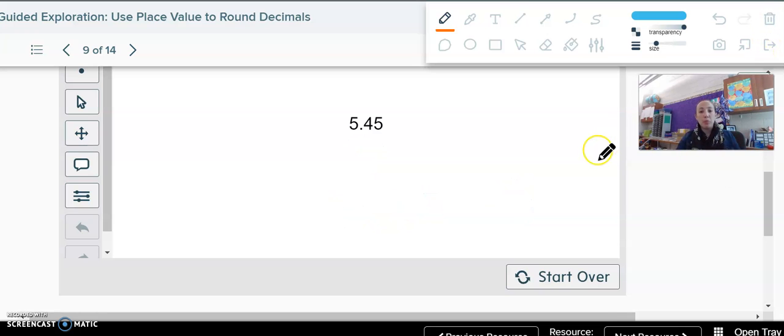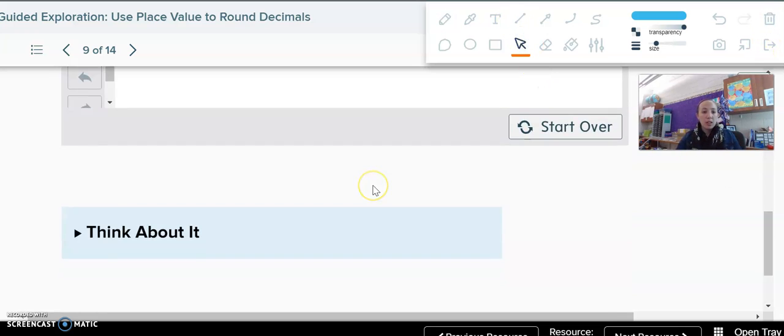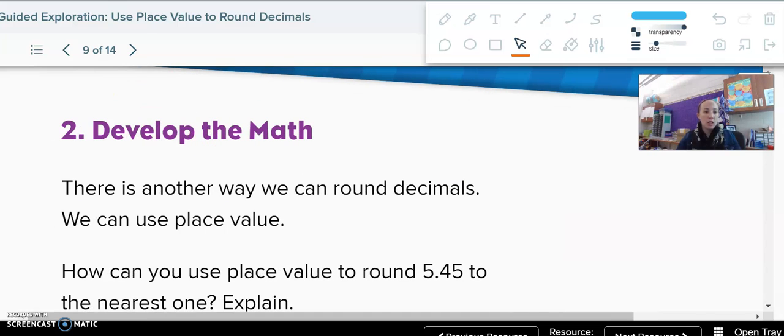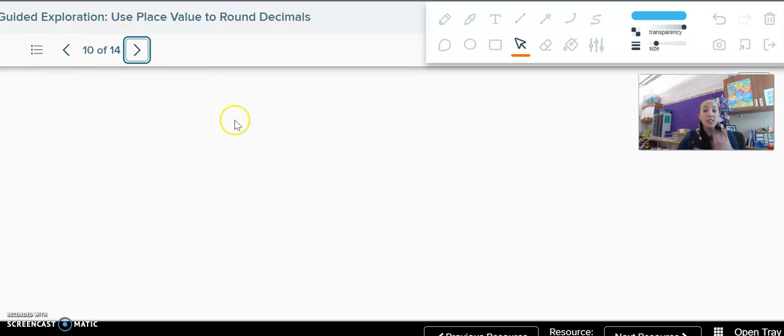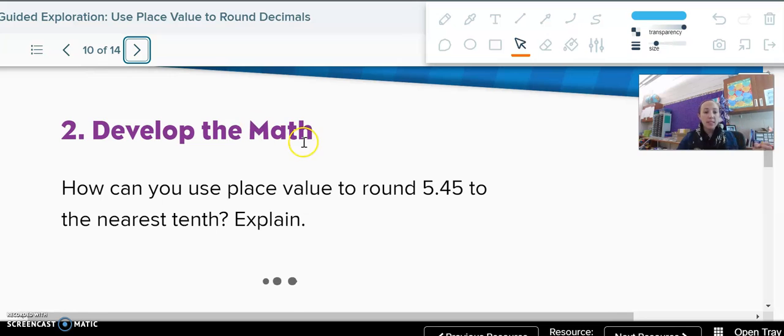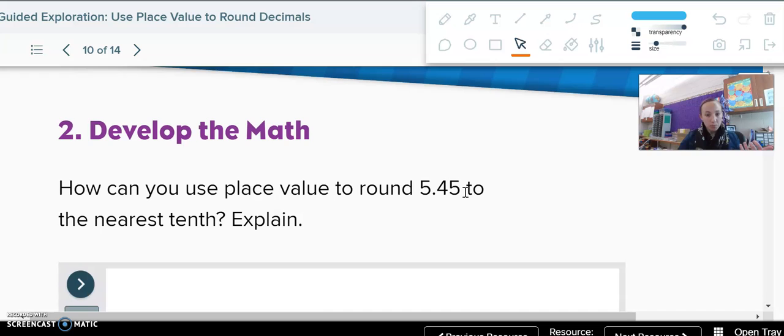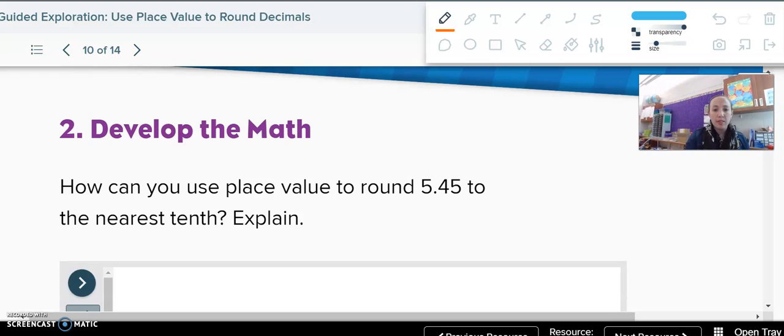Which is how I would round it by place value to the ones place. Now I can also round it to a different place. Like I said, to get more exact, we could also round it to the nearest tenth. So if I said, okay, what place am I rounding it to? The tenths place. I need to underline that place.